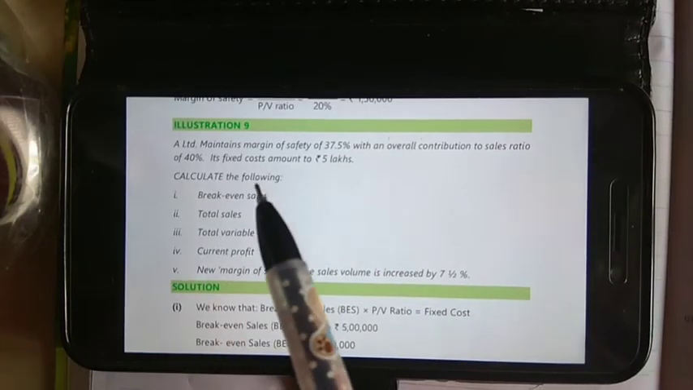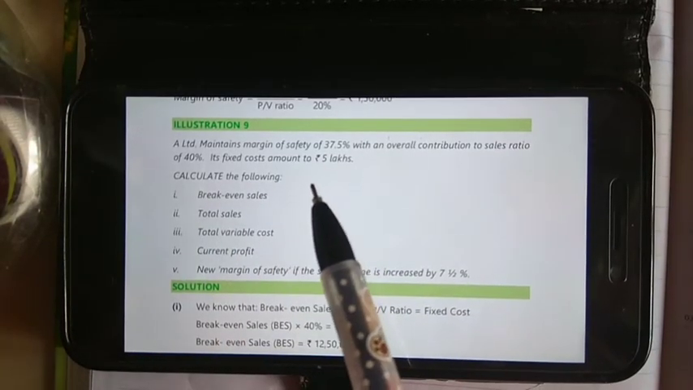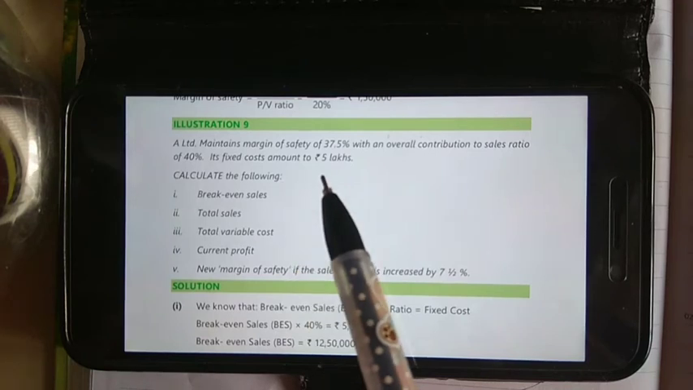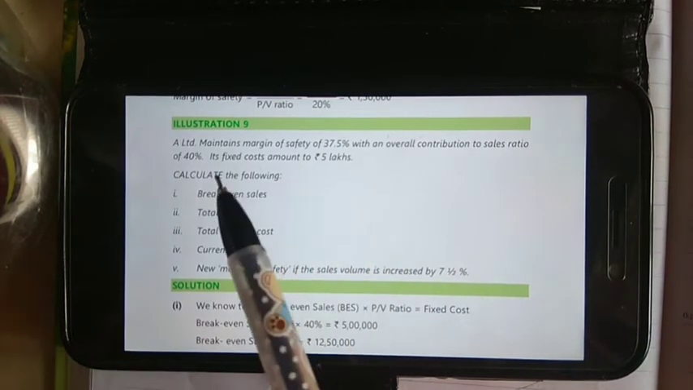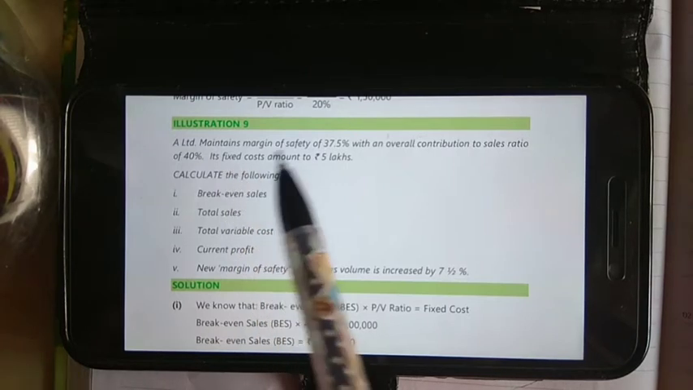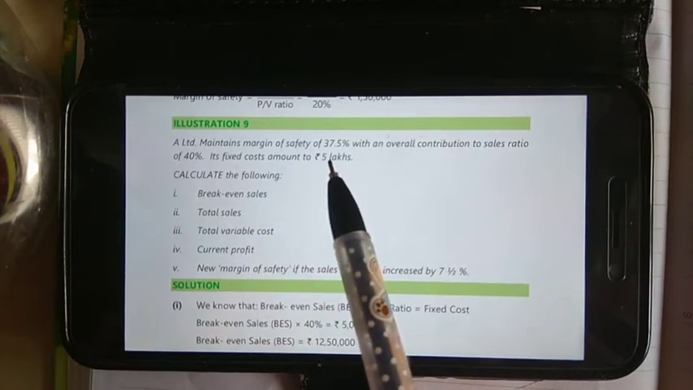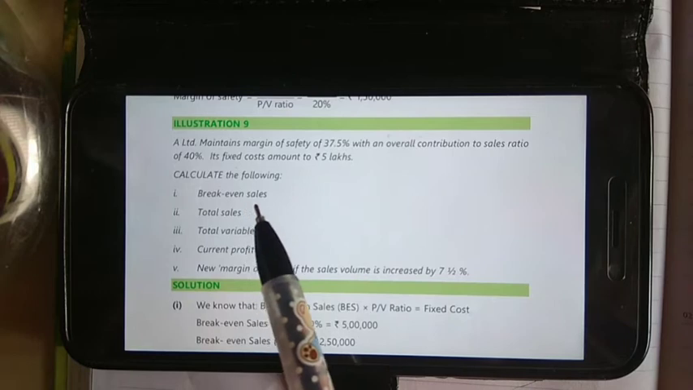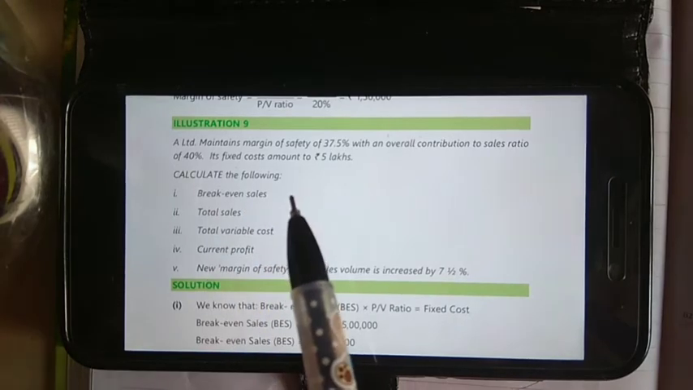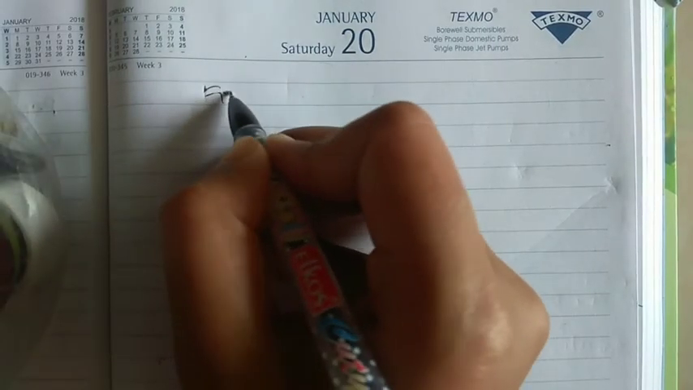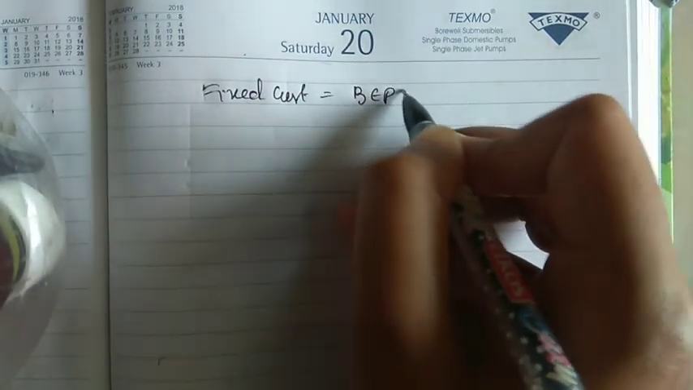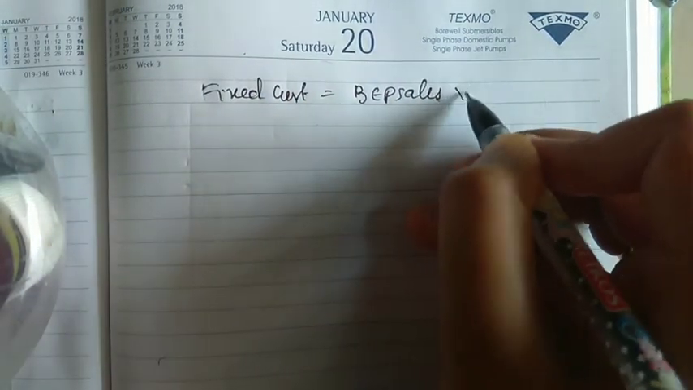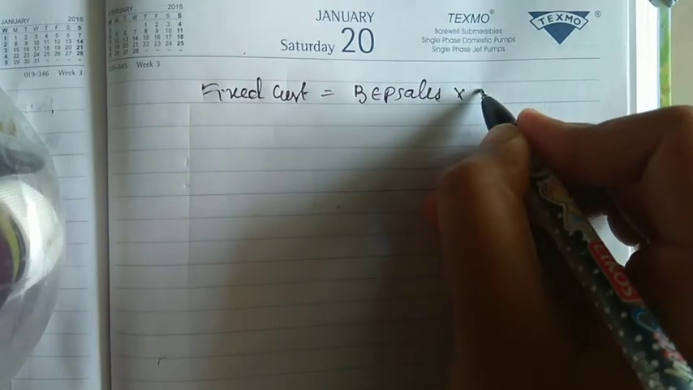To solve these type of problems, we have to first see which is the amount which is given in the value rupees. Okay, so fixed cost is given here and we have to consider this and to find out all other things. We know that fixed cost is equal to BEP sales into PV ratio.